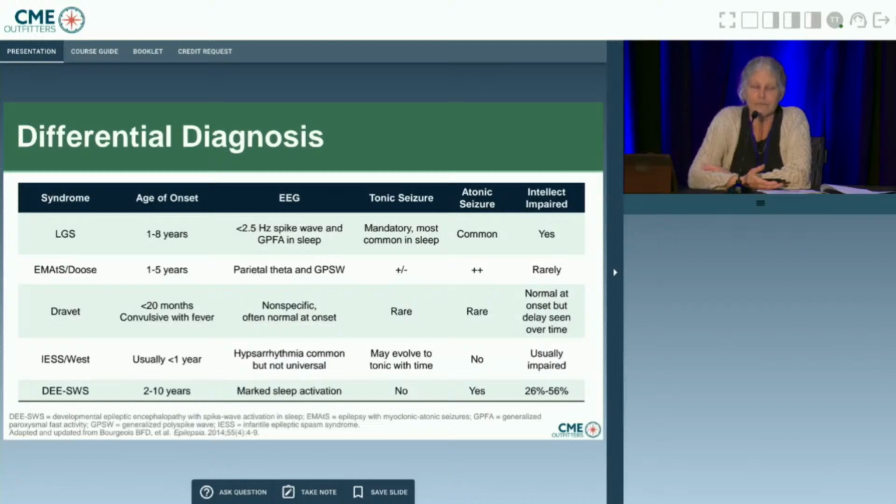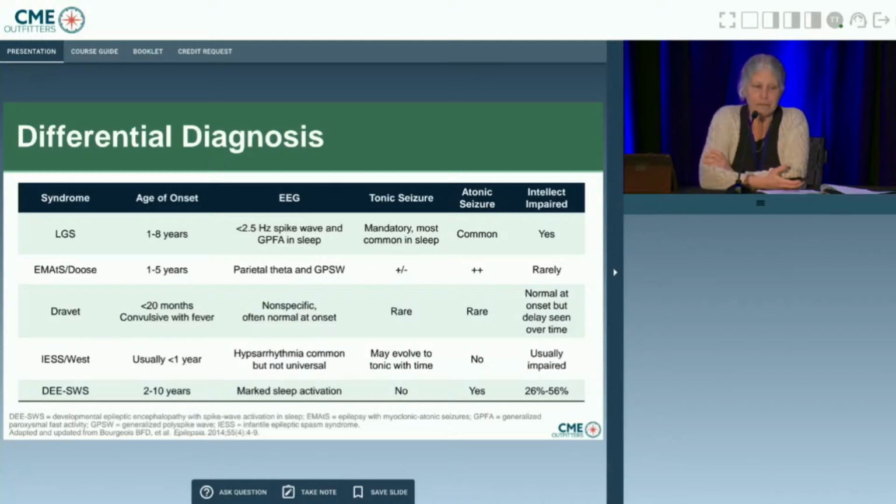There's also a bit of a difference on their EEG in that most of those patients do not have the generalized paroxysmal fast activity. Dravet syndrome is also a very severe early life epilepsy, and the presentation is different here. So it usually comes on in the first year of life with prolonged convulsive seizures, often hemiconvulsive seizures that are characteristically triggered by fever, and they do not have that slow spike wave on their EEG. These kids are developmentally normal at onset, but do develop variable degrees of delay with time.